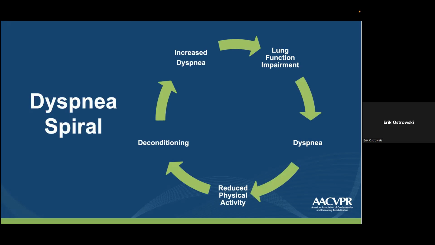Our role in pulmonary rehab, or one of our primary roles, is to help patients break this spiral. And we do that by focusing on the very bottom component there, that reduced physical activity component. So we want our patients to be more physically active so they don't become as deconditioned, so they don't experience as much shortness of breath, and ultimately have a higher quality of life from their disease.